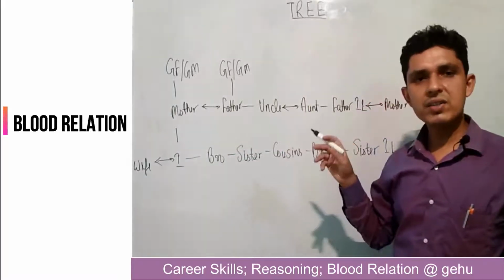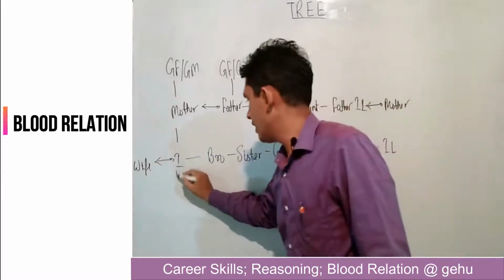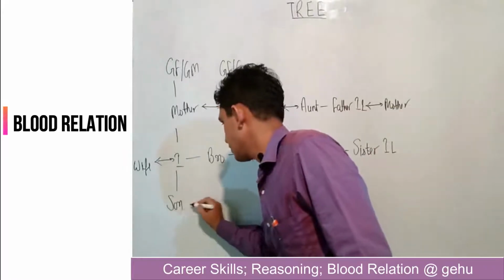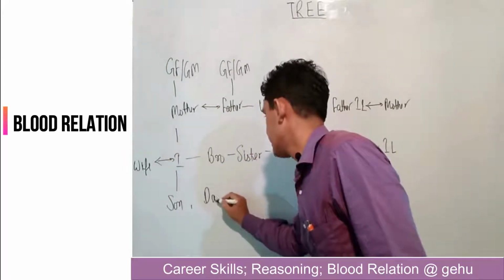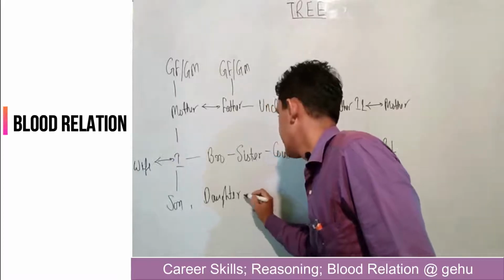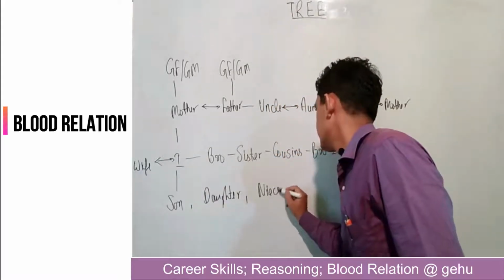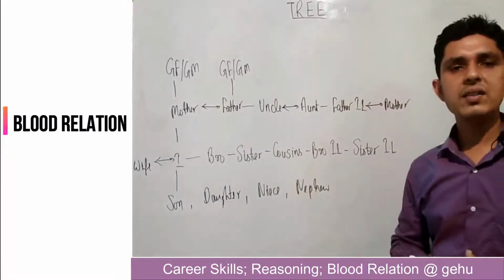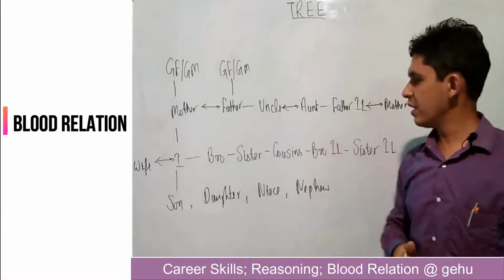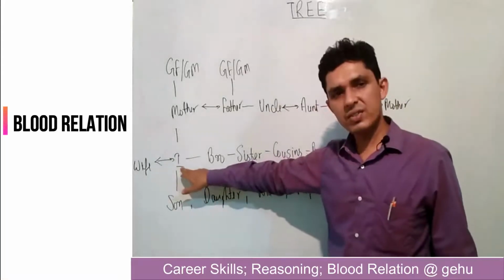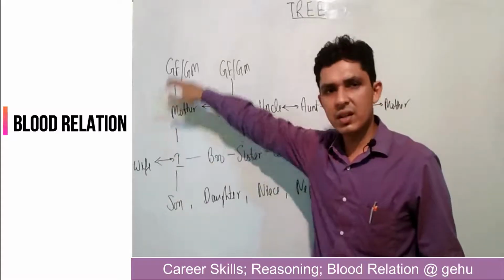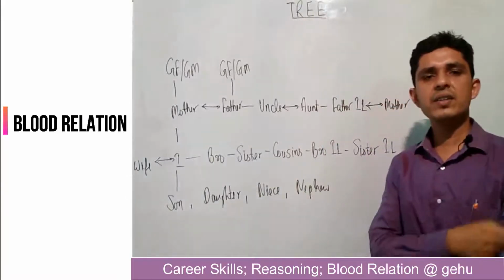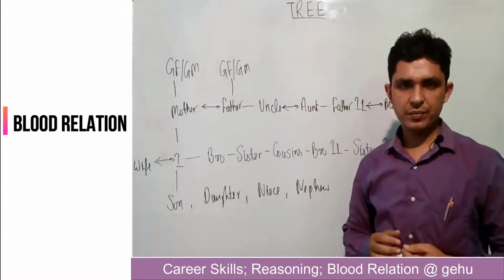Okay, if I come one generation below I, what can be the relationship? This can be son, this can be daughter, this can be niece, this can be nephew, right? So all these are the relations that come under I, first generation, second generation, third generation, and the zeroth generation, right? So all in all, I have made the tree based on 4 generations, right?